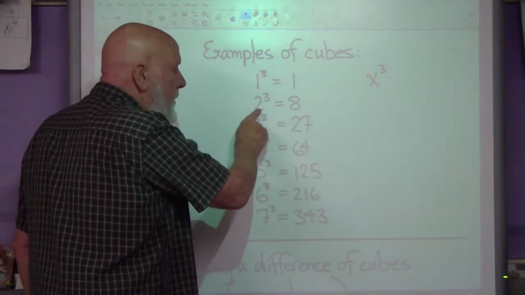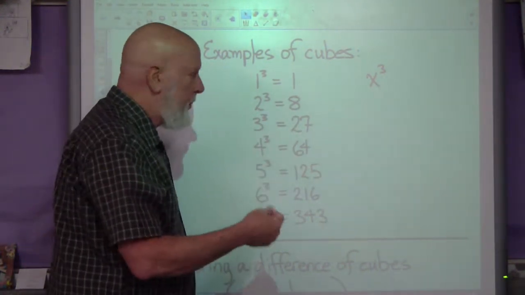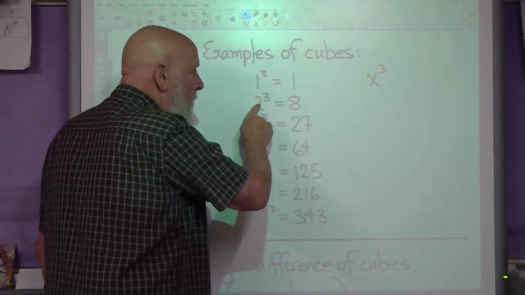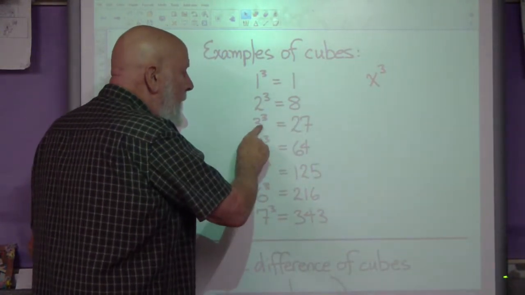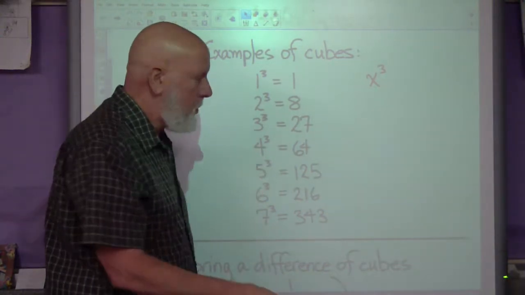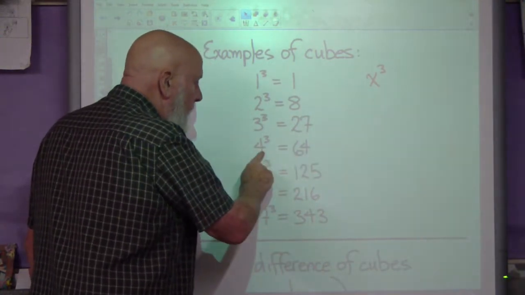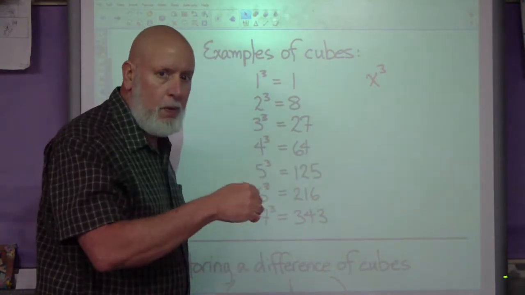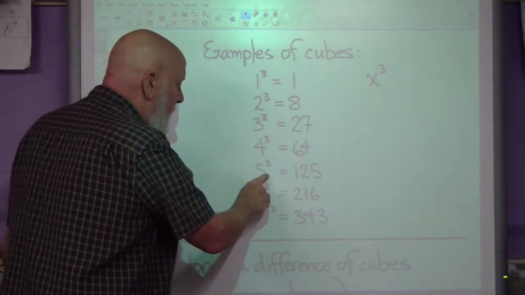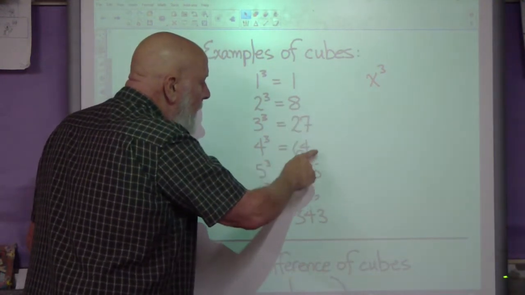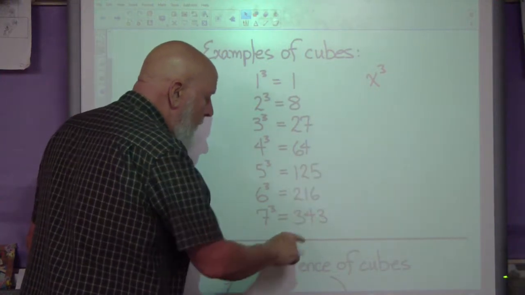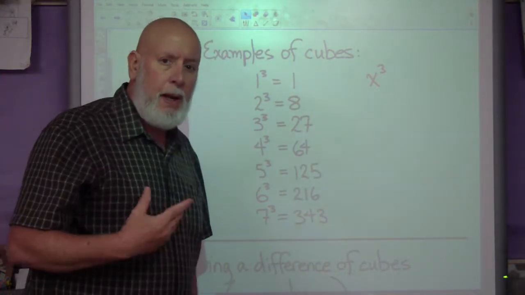2 times 2 times 2 is 8. So 8 is a perfect cube. 2 cubed, 2 to the 3rd power is 8. 3 cubed, 3 times 3 times 3 is 27. 4 cubed is 64. 4 times 4 times 4, 64. So forth and so on. These are cubes that you can expect to run into throughout the course of today's worksheet.